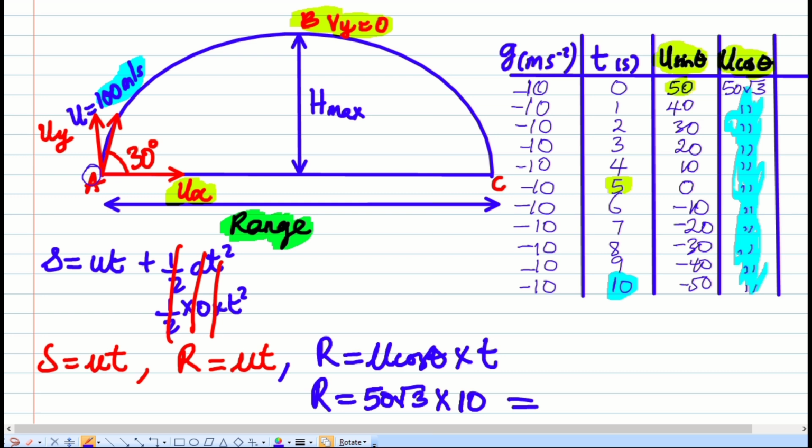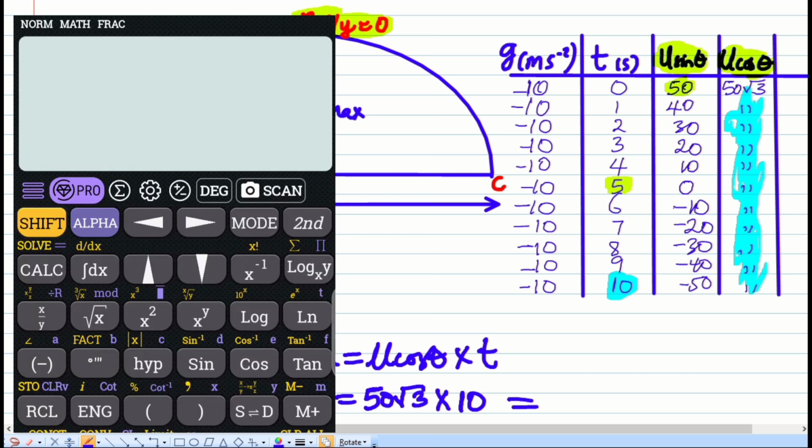So let's put that into the calculator. We have 50 root 3 times 10.